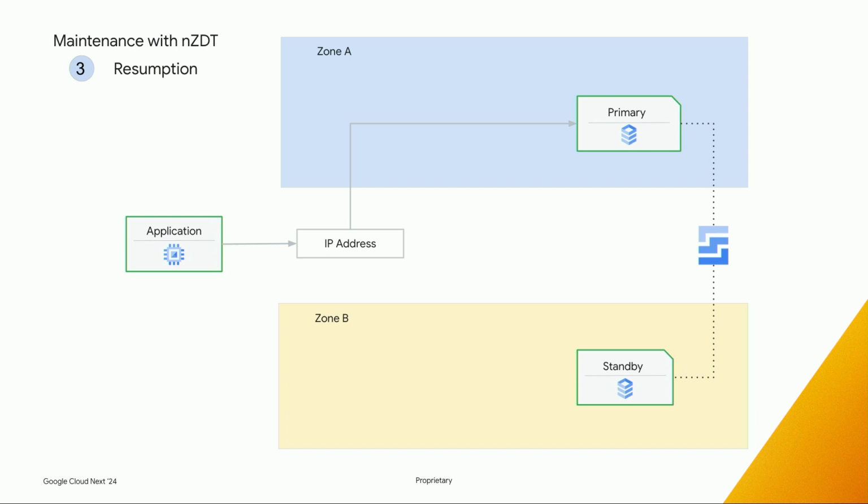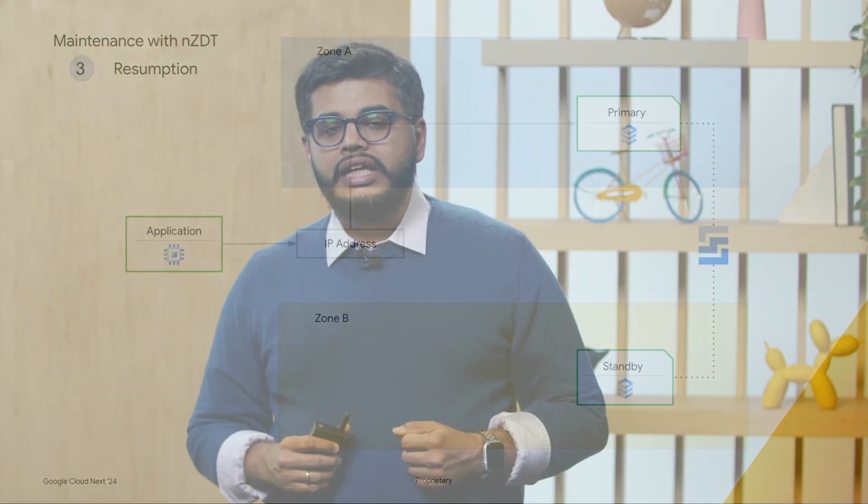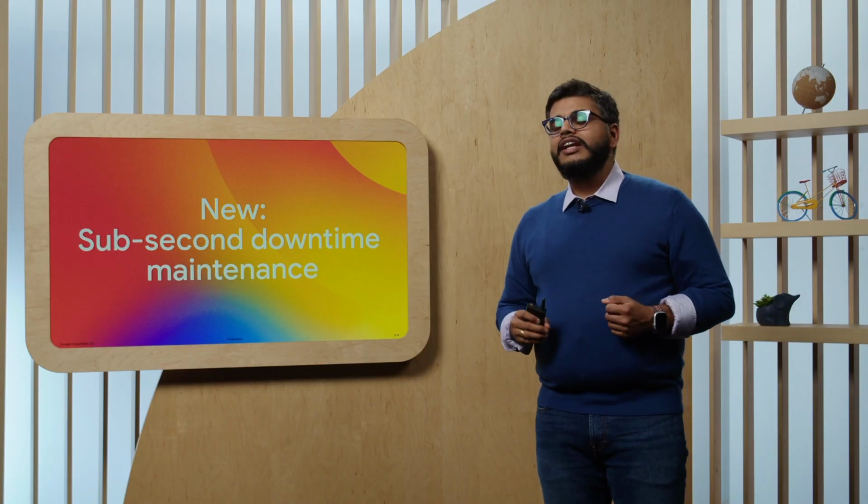And I'm happy to announce that since the launch of Enterprise Plus and near zero downtime maintenance in July 2023, the Cloud SQL team has been hard at work at reducing this downtime further. And as a result, now the downtime is less than 1 second. We are calling it sub-second downtime maintenance. Let's take a quick look.